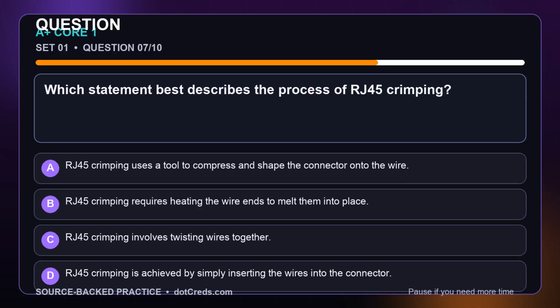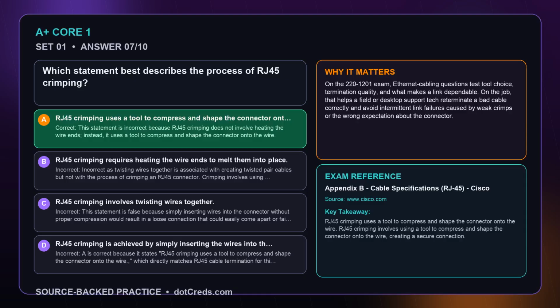Lock your answer now. Question 7 answer. A. RJ45 crimping uses a tool to compress and shape the connector onto the wire. RJ45 crimping involves using a tool to compress and shape the connector onto the wire, creating a secure connection.